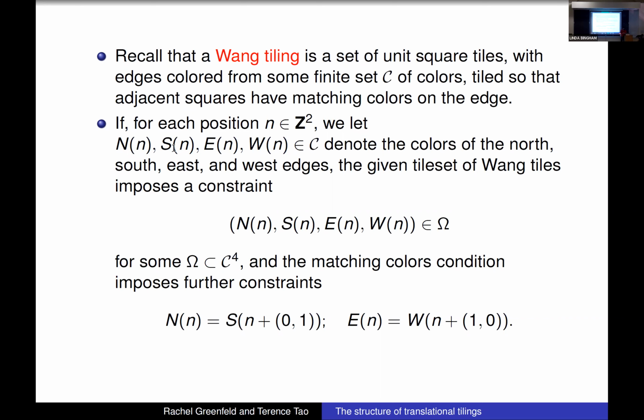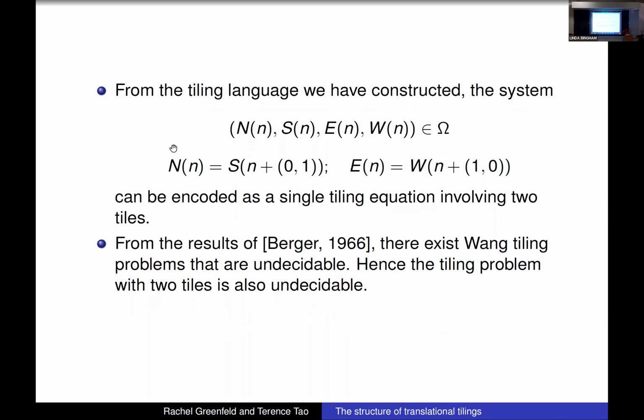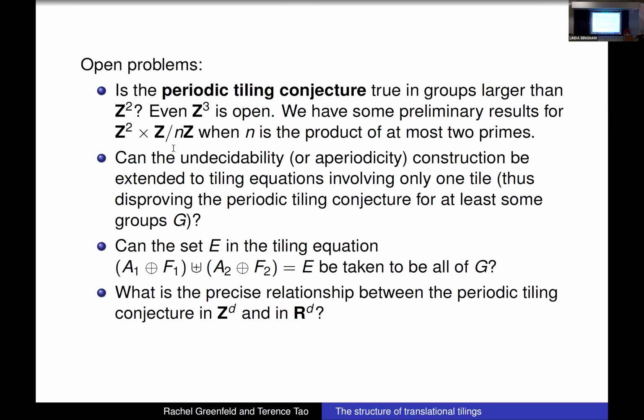And at this point, we just use the existing result that there exist undecidable Wang tilings. Someone already did the work and constructed a set of Wang tiles which is undecidable. The equations of Wang tiling can be converted, after a lot of work, into a tiling system using 2 tiles. And so therefore, there are tiling equations involving 2 tiles that are undecidable. Okay, so that is where we are so far.